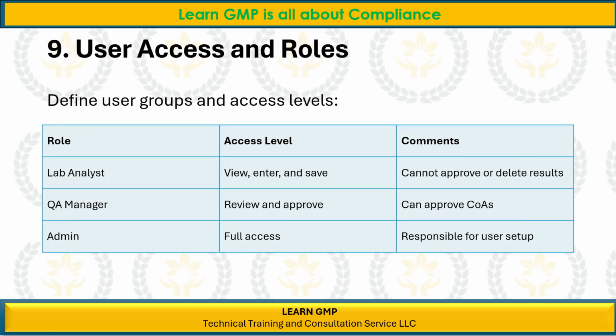User access and roles. Define user groups and access levels, like role: lab analyst, access level: view, enter, and save. Comments: cannot approve or delete results. Role: QA manager. Access level: review and approve. Comments: can approve certificate of analysis. Role: Admin. Access level: full access. Comments: responsible for user setup.